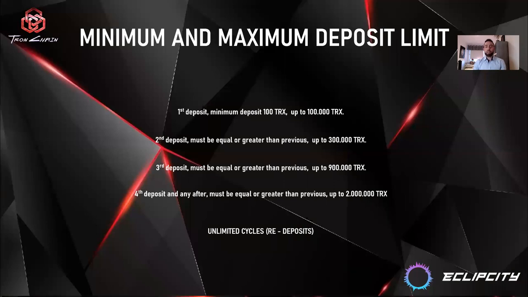Now, the second deposit needs to be equal or greater than the previous, meaning that if you deposited 10,000 Tron the first time, the minimum amount is 10,000 on the second. You can now deposit all the way up to 300,000. The third deposit needs to be equal or greater than the previous, up to 900,000, and the fourth and any after needs to be equal or greater than the previous, up to 2 million.